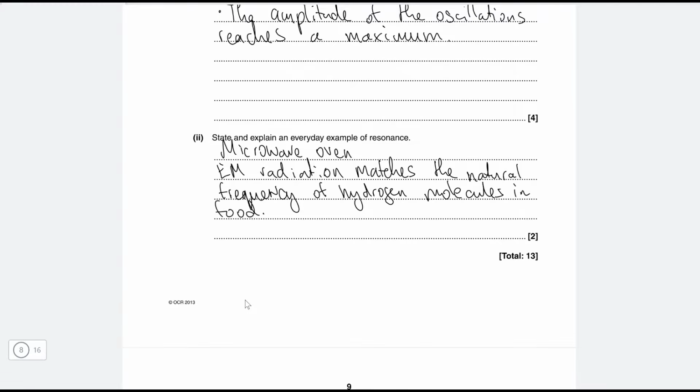State and explain an everyday example of resonance. A microwave oven would be a perfect example. EM radiation will then be matching the natural frequency of the hydrogen molecules in the food, and thus resonance will occur. They get heated up.